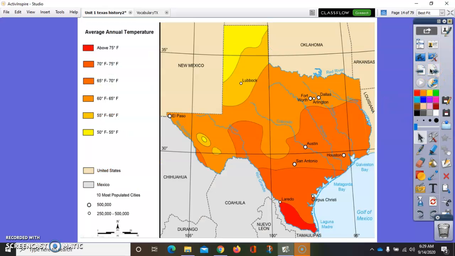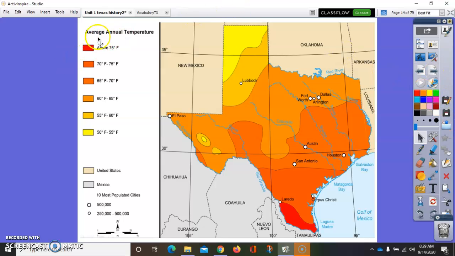Okay, now, what's the other thing we know about climate? Well, it has to do with how hot or how cold it is. And anyone who lives in Texas will pretty much tell you that we have a hot climate, particularly compared to some other places. But even within Texas itself, there are some variations.